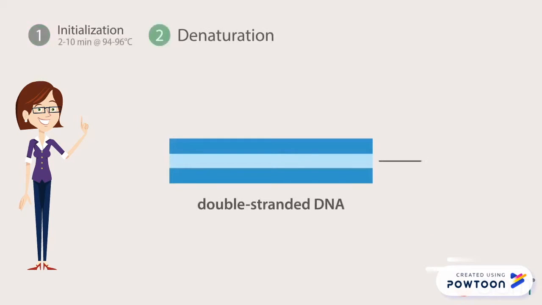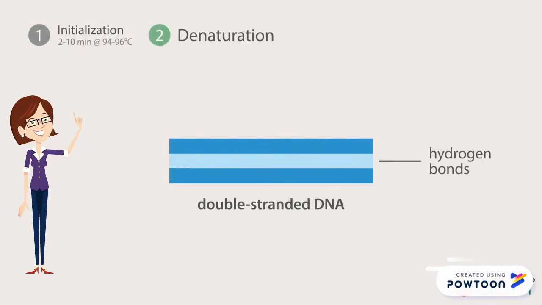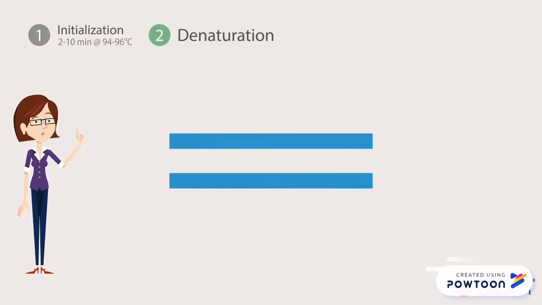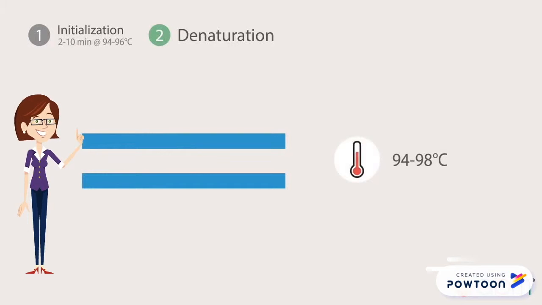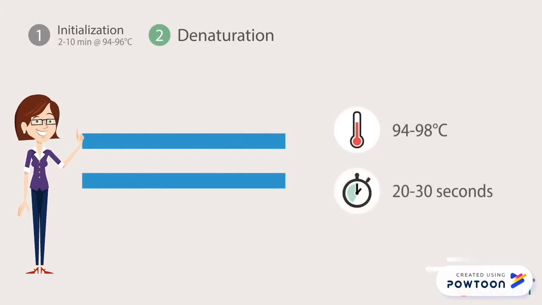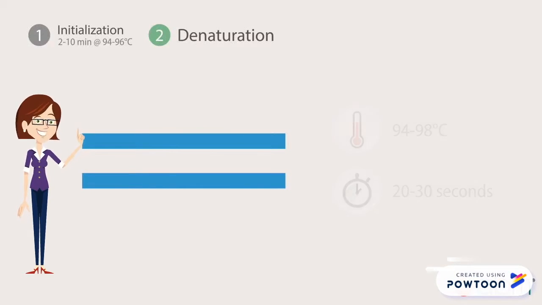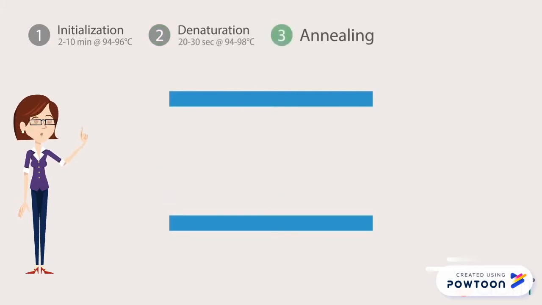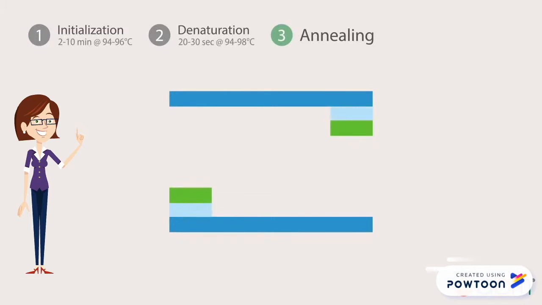In the denaturation step, the hydrogen bonds between double-stranded DNA are broken down by heating the reaction to 94 to 98 degrees Celsius for 20 to 30 seconds. The annealing step is where the DNA strands separate. The primers bind to a complementary sequence of the DNA template to guide DNA polymerase replication.